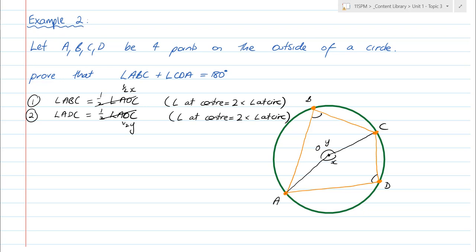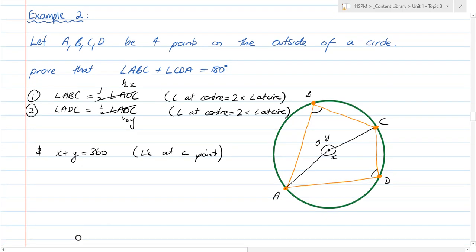And so what else do we know? X plus Y equals 360. This is angles at a point. So you're going to say half of X plus Y? Yeah, half of X plus half of Y equals 180. And therefore, angle ABC plus ADC equals 180.